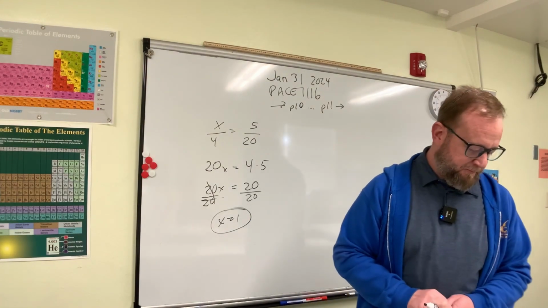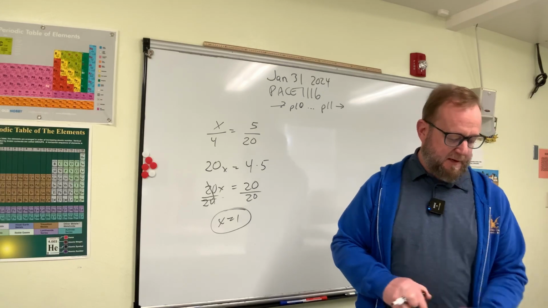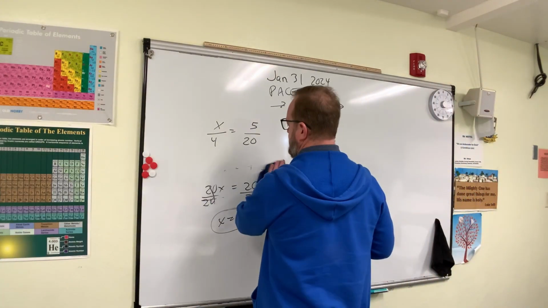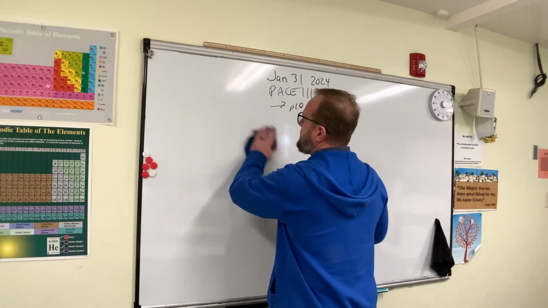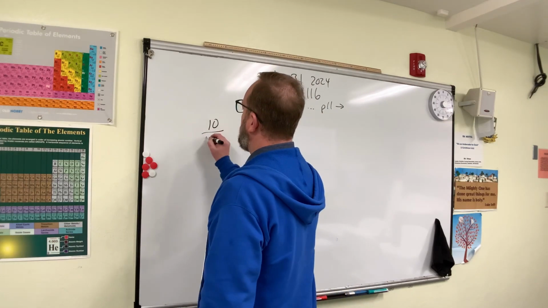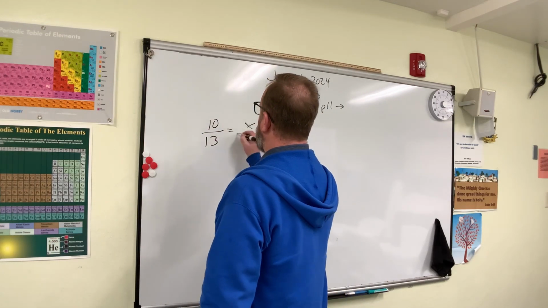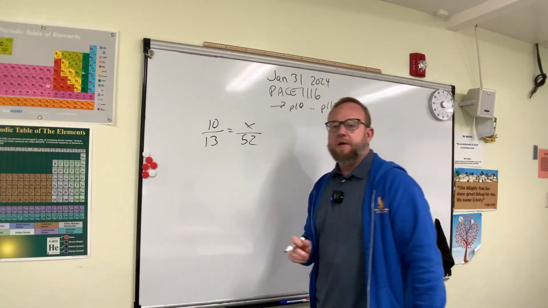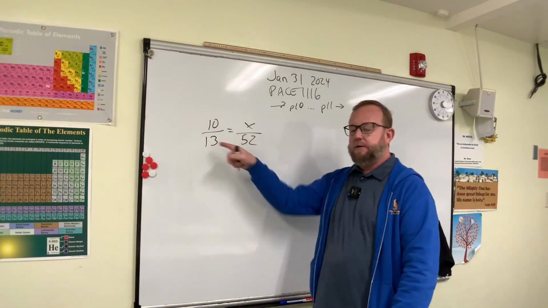Jump down to 22. 10 over 13 equals x over 52. Now, since this is a proportion, my unknown can be anywhere.